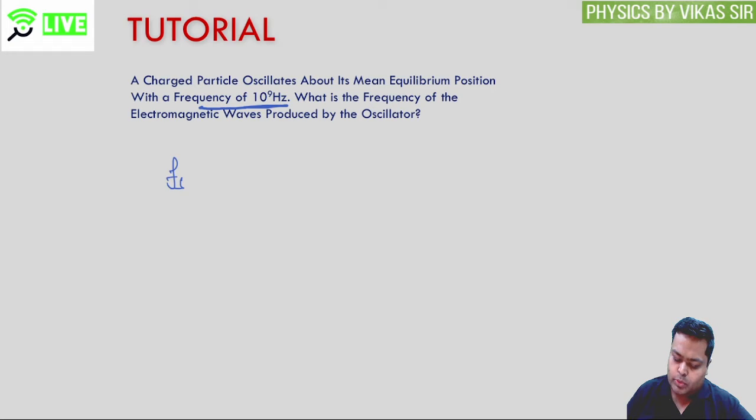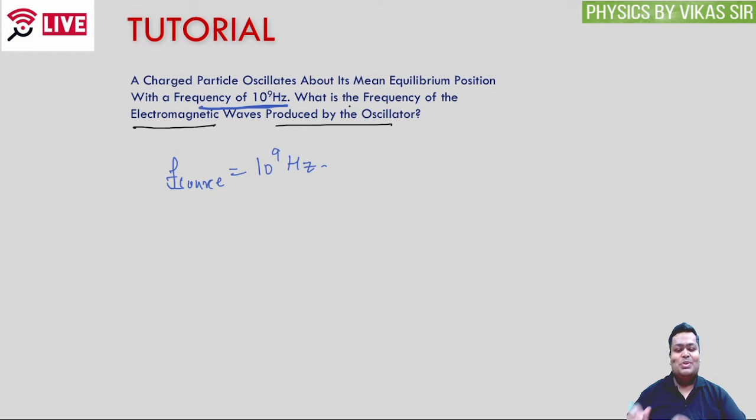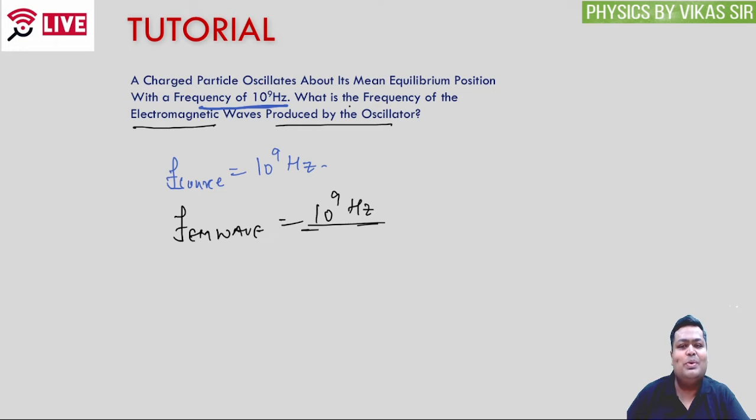So the frequency of the source over here of the EM wave is given as 10 power 9 hertz. Another question is asking us a very interesting thing: what is the frequency of the EM waves produced by the oscillator? The EM wave that is produced has been produced by this charged particle itself. So the frequency of the EM wave is the same as the frequency of this source particle, and it is going to be 10 power 9 hertz, the same frequency.